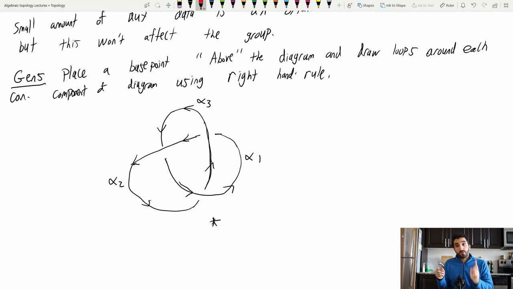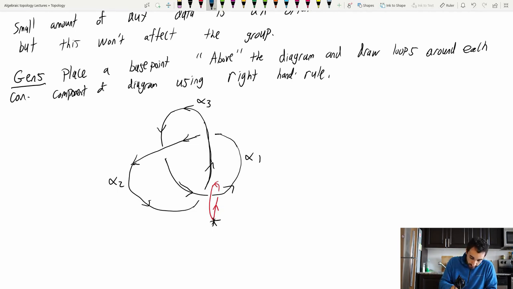So I'm going to need three loops going around each of the connected components. And I want to orient the loop so that if I curl my fingers in the direction of the loop, my thumb is pointing in the direction of the knot. So for example, here is one such loop, and I'm going to orient it this way because when I do and I curl my fingers in, my thumb points along with the knot. I mean, this is a small detail, but I should tell you what you really need to do.